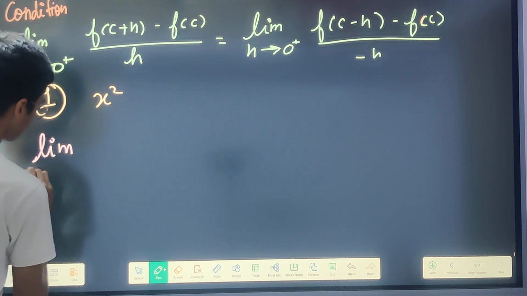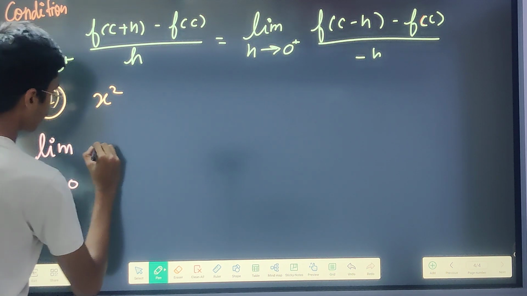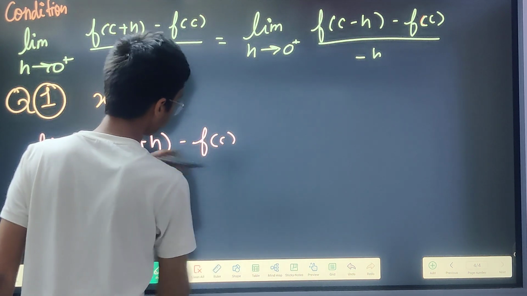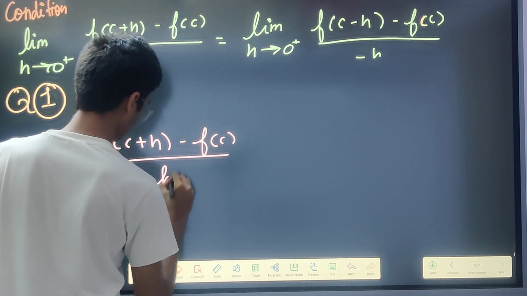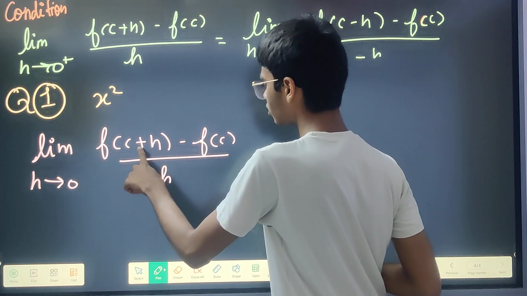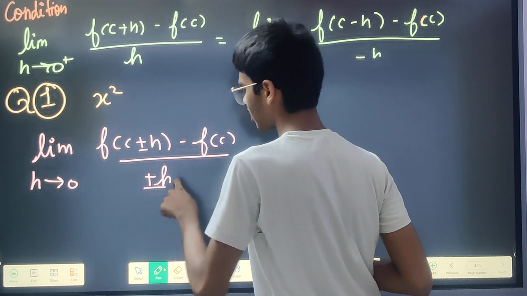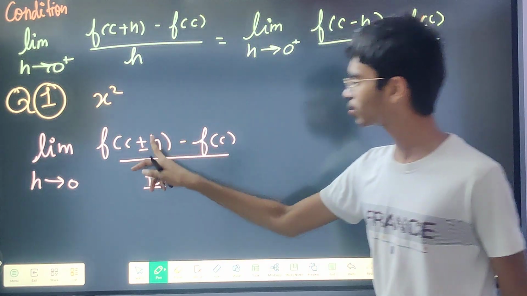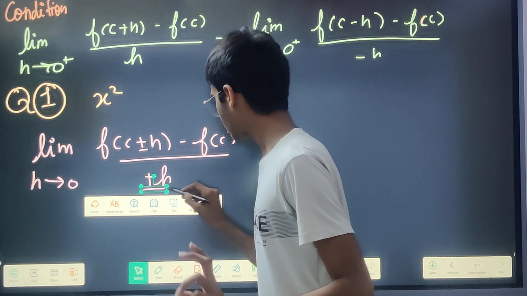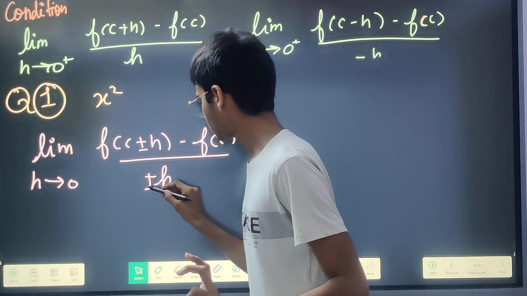That is limit h tends to 0, f of c plus h minus f of c, whole divided by h. We don't care whether you use plus or minus here. If you are using plus here, then use plus there. If you are using minus here, then use minus there. That's your wish, because both are equal only, right?